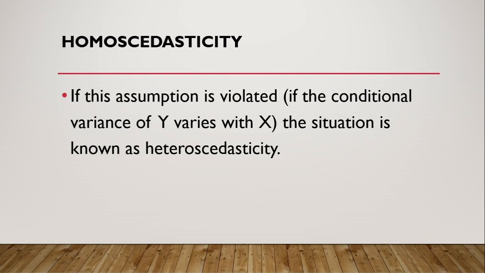So if this assumption of homoscedasticity is violated, that situation is known as heteroscedasticity. So the classical linear regression model assumes that there is homoscedasticity, that is, the variance of the stochastic term is a constant. If this constant variance assumption is violated, that situation is known as heteroscedasticity.